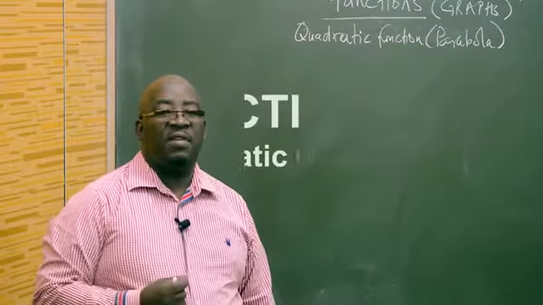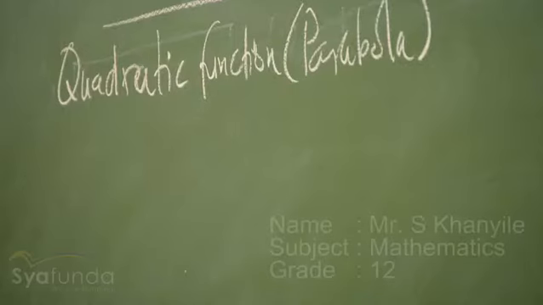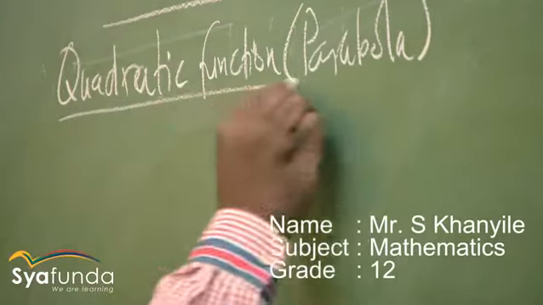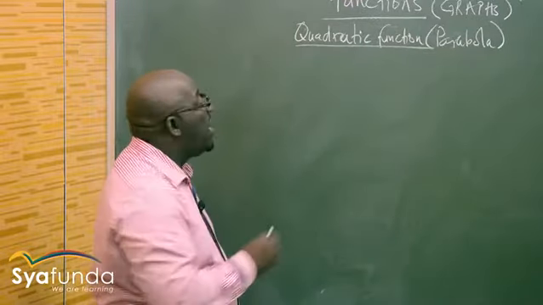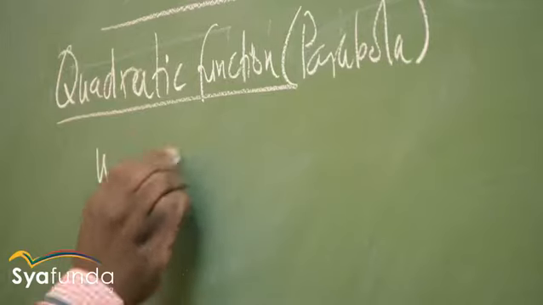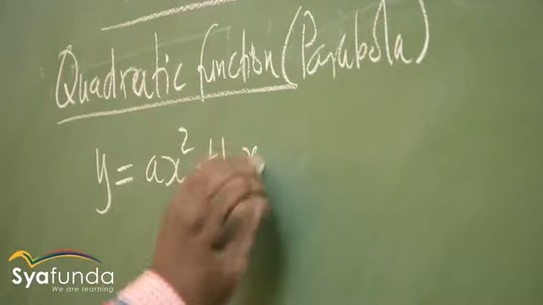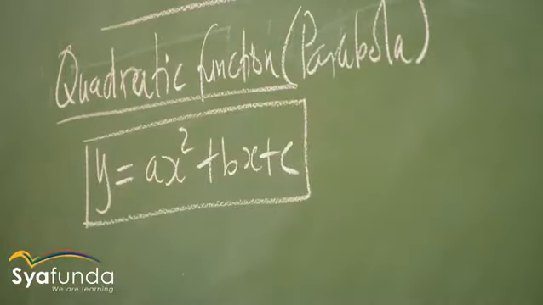Right, the next graph that I want us to look at is called quadratic function. It is always in the form of ax squared plus bx plus c. It also has the general equation. The general equation says y is equals to ax squared plus bx plus c. This is the general equation of the quadratic formula.